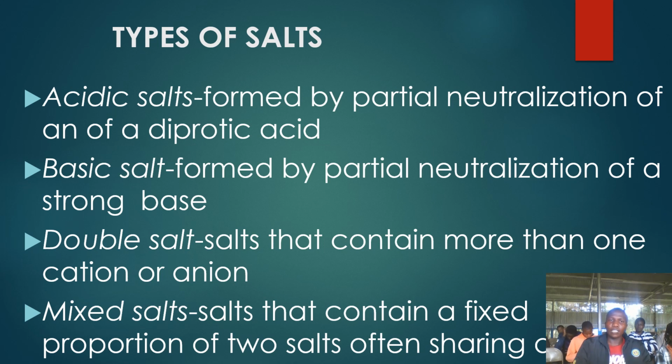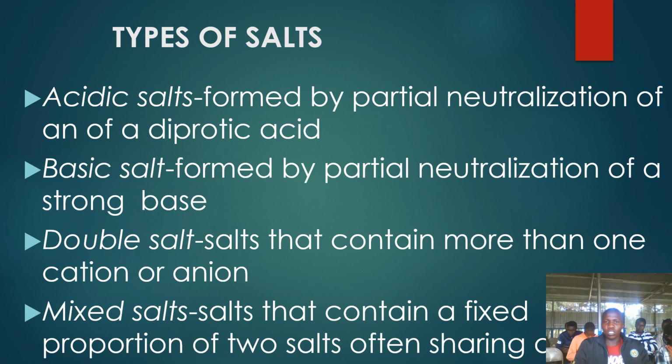When we look at this acidic salt, there is a term there known as a diprotic acid. A diprotic acid is an acid that contains 2 protons. That acid that contains 2 protons is what forms an acidic salt. And there is partial neutralization. Neutralization is a reaction of an acid with a base. So in formation of an acidic salt, there is partial reaction of an acid with a base to form this acidic salt. The next type of salt is a basic salt.